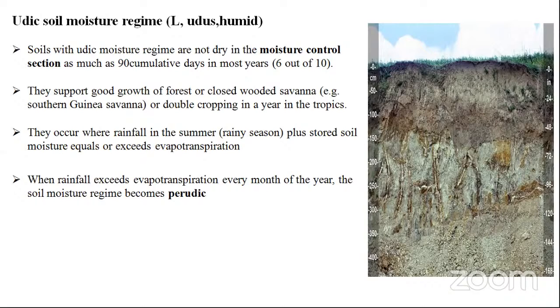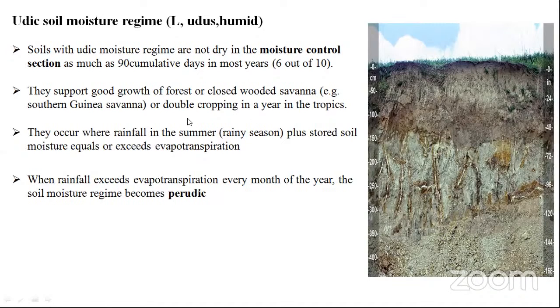You will remain not dry in moisture control conditions for up to cumulative 90 days. It will be in moisture condition only. Some sort of moisture will be there. In udic, that is the opposite of the previous slide, where there was complete submersion. Here you can see some sort of moisture condition is there. So that is why here we can grow some forest crops, some woody crops.